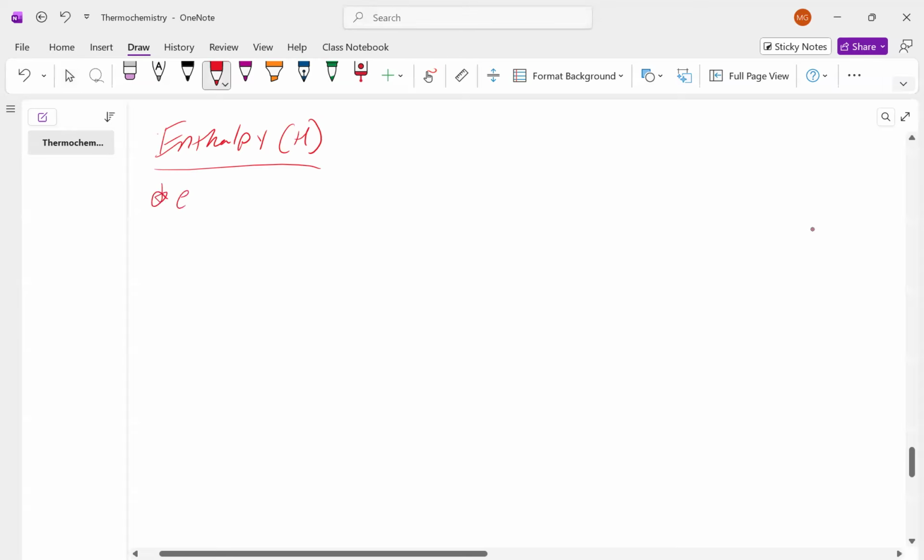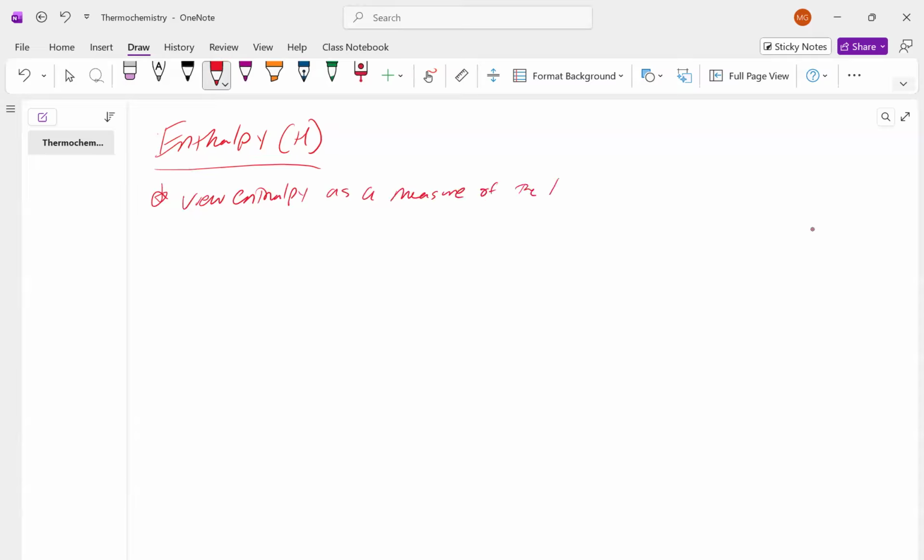We're just going to say that we're going to view enthalpy as a measure of the heat of a reaction. And most of the time, like 99% of the time when we talk about enthalpy, we're talking about the change in enthalpy between reactants and products. And this isn't always true, but for our class and for what we will do this semester and next semester, the change in enthalpy is equal to the heat of the reaction.